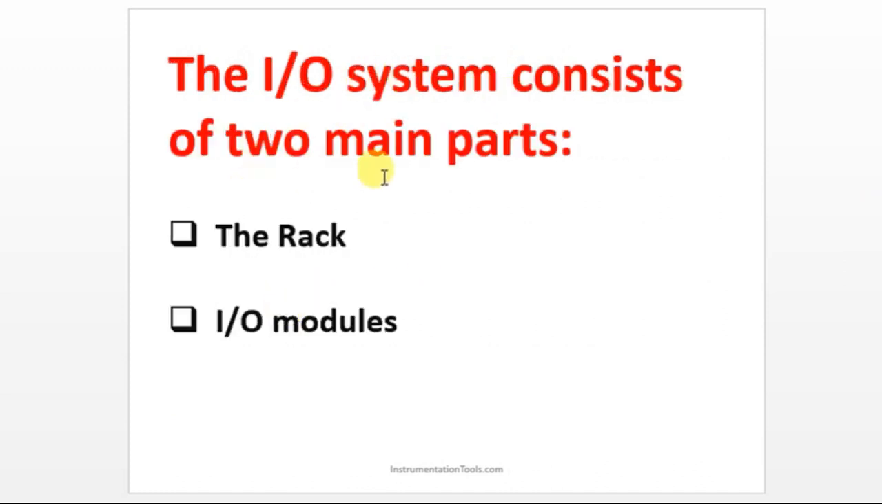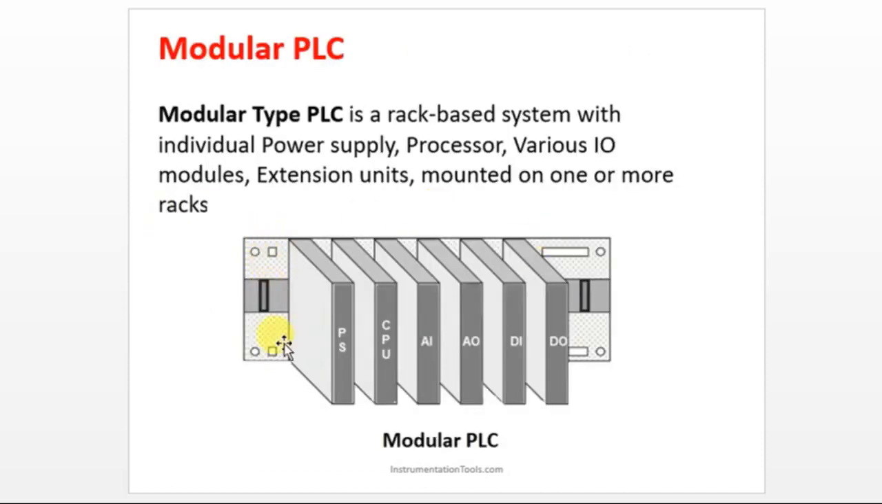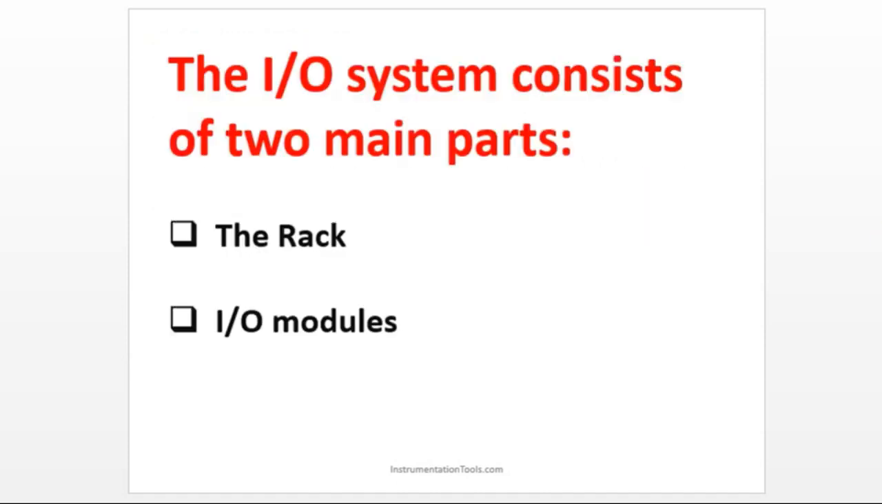This IO system consists of two main parts: the rack and the IO modules. Rack, as we have already discussed, will be like a long, horizontal plane where you will be plugging in all your devices. Modular components of PLC like power system, CPU, analog input module, analog output module, digital input module, digital output module, everything is connected with this rack type. That's why it is called the rack and IO modules.